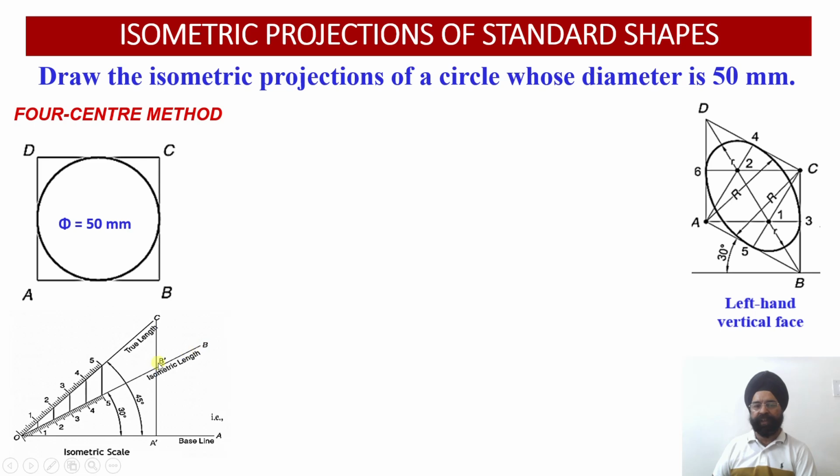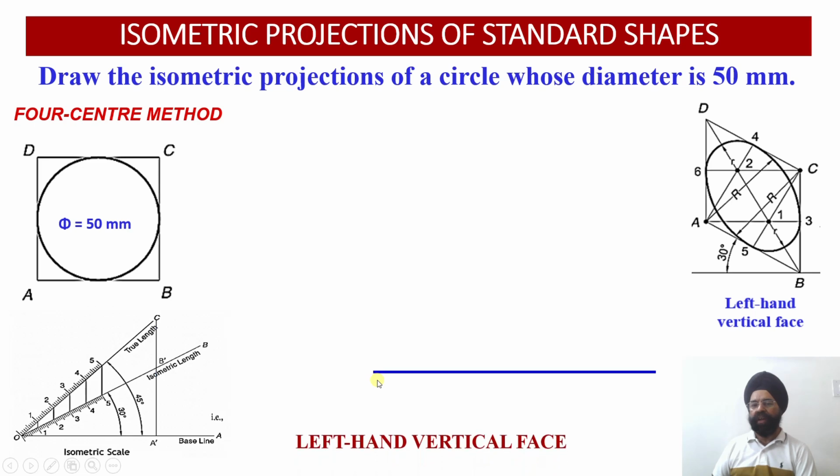That is, the isometric length will be located at an angle of 30 degrees and the true length will be available at an angle of 40 degrees. So once you draw this true scale and then draw the perpendiculars over there, the isometric length corresponding to the true length can be evaluated. Now we need to draw the base.